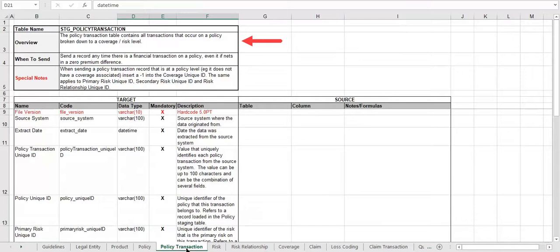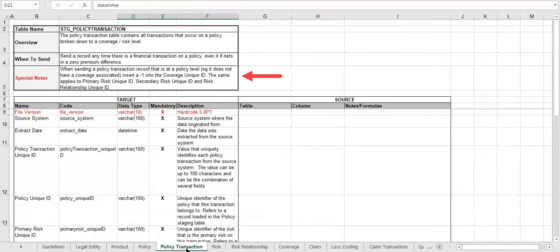Normally it has a premium associated with it, but it is not necessary. You can send a $0 transaction in order to have a coverage appear. We're expecting to see a coverage and we are expecting to see a risk. But let's say that it's something like terrorism, where it is a policy level coverage, but it is not specific to a risk. You would send a coverage code, but you would send a negative one for the primary risk because it doesn't apply to any specific risk.